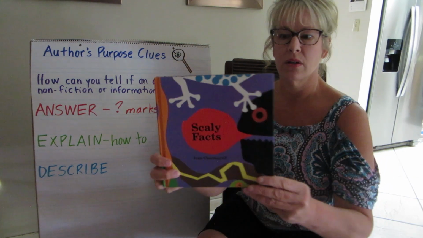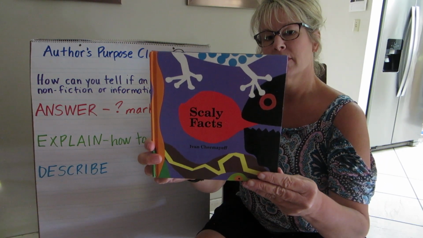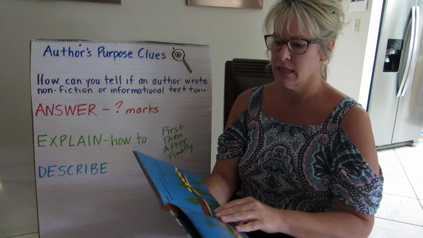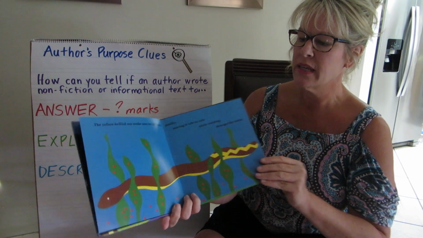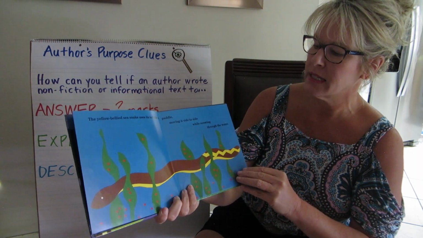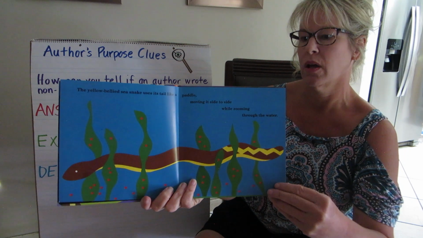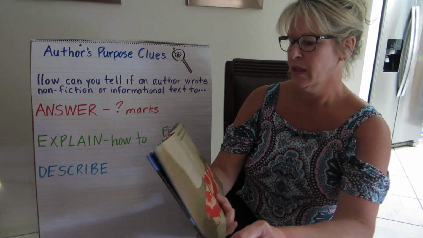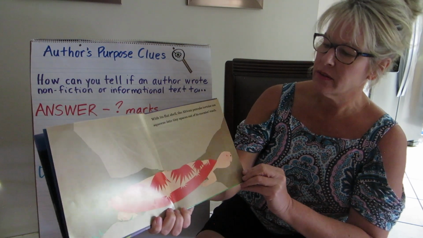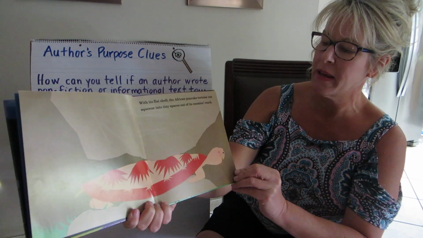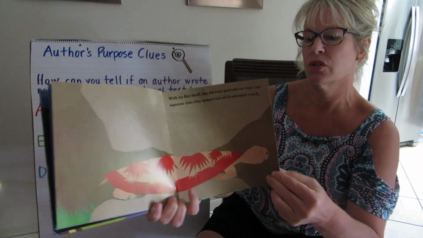I have another one called Scaly Facts. And in this text, lots and lots of describing words. The yellow-bellied sea snake uses its tail like a paddle, moving it side to side while zooming through the water. With its flat shell, the African pancake tortoise can squeeze into tiny spaces out of its enemy's reach.